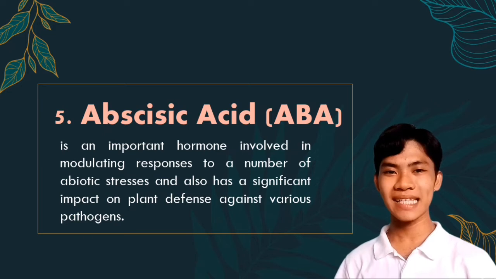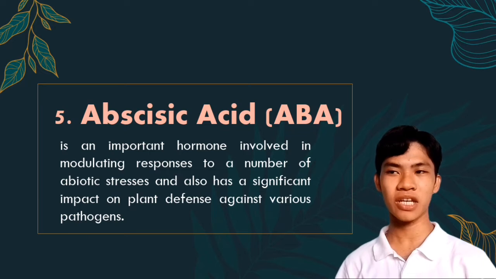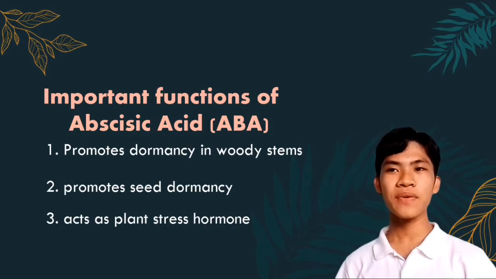Lastly is the abscisic acid, or the ABA. It is an important plant hormone involved in modulating responses to a number of abiotic stresses and also has a significant impact on plant defense against various pathogens. Functions of abscisic acid are to promote dormancy in woody stems, promote seed dormancy, and act as a plant stress hormone.